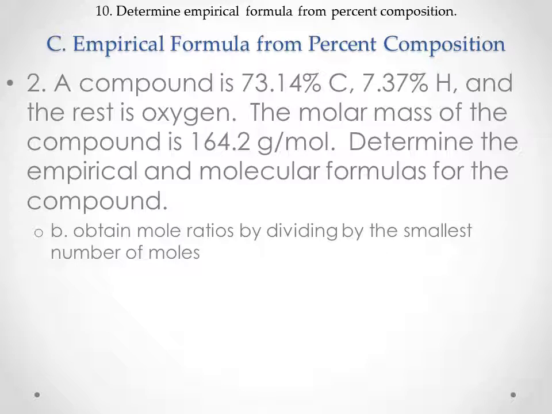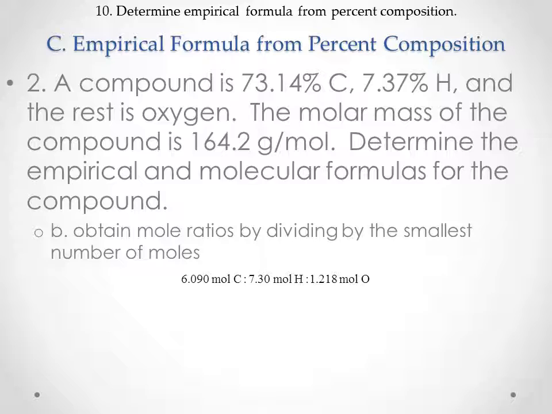Second step, we want to obtain the mole ratios by dividing by the smallest number of moles. So here are the mole calculations, the answers to those we just got from the last step. Notice I've just written them out here in a ratio using a colon, a common way in math to show ratios. I'm going to divide them all by the smallest number, and here's why we do that.